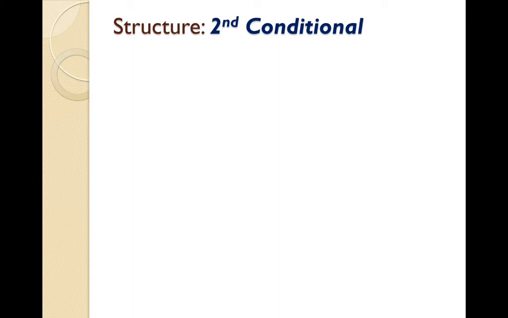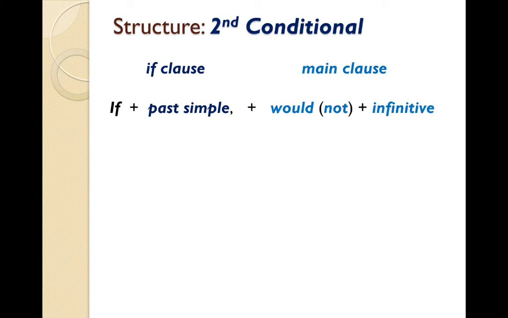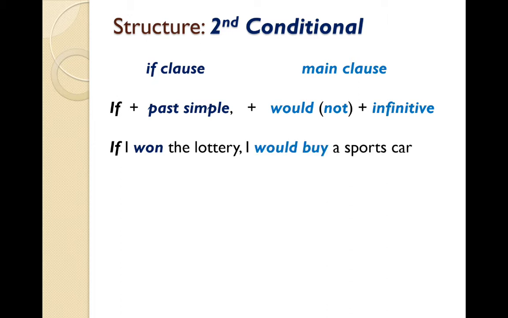So let's look at the structure of the second conditional. We have the if clause, where we use if plus the past simple, and then the main clause, where we have would or would not if it's negative, plus the infinitive of the verb. If I won the lottery, I would buy a sports car.